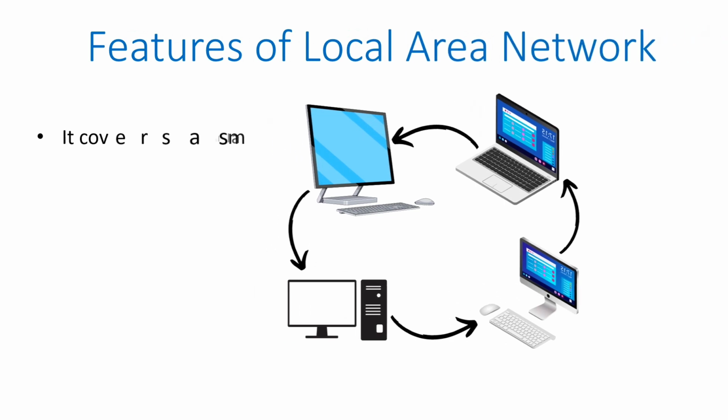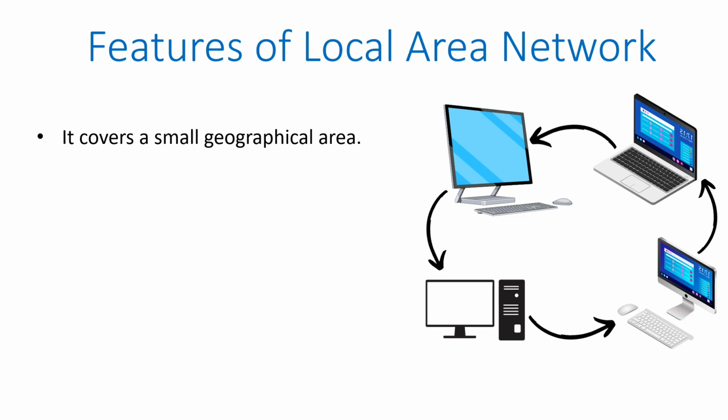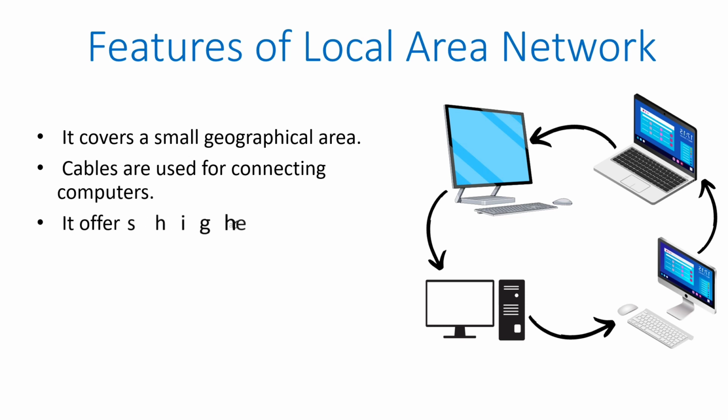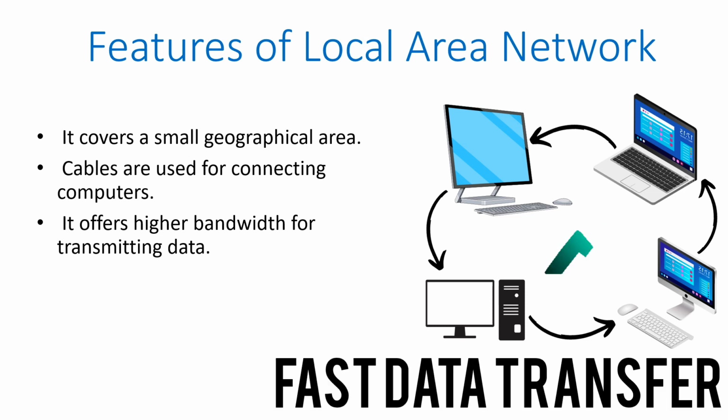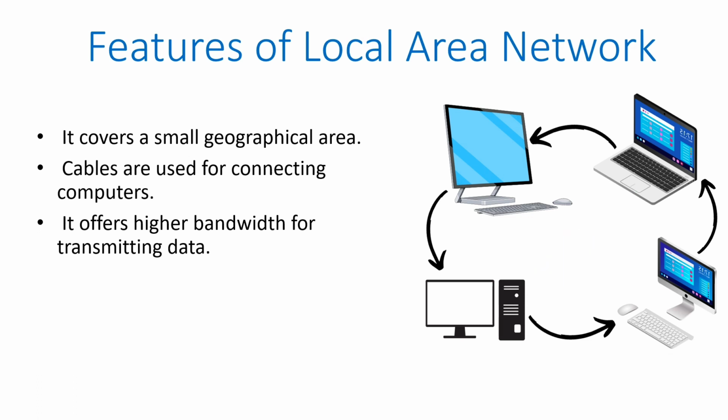First one is it covers a small geographical area. It means it is a small network that is spread in a small geographical area. The next one is the cables are used for connecting computers. Mostly in the local area network, cables are used for connecting the computers and other devices in the network. Similarly, it offers high bandwidth for transmitting data. Since the computers are connected with physical cables, there is direct connection between computers. As a result, it provides us higher bandwidth for transmitting the data and informations. So the communications in the local area network is very fast.